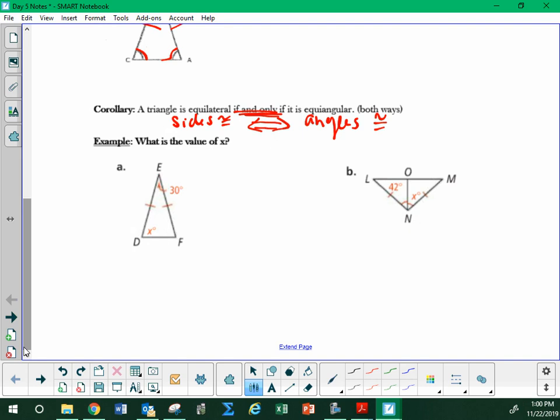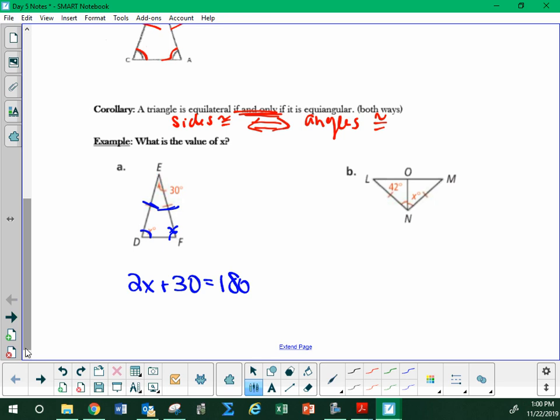So they ask for the value of x. Again, here we can see we have these congruent sides. So that means that the angles opposite are congruent. So if angle D is x, what can we say about angle F? Angle F is x as well. Okay. So then how in the world am I supposed to solve for the value of x? Go ahead, Adam. 2x equals 150. Tell me how you got the 150. 2x plus 30 equals 180.